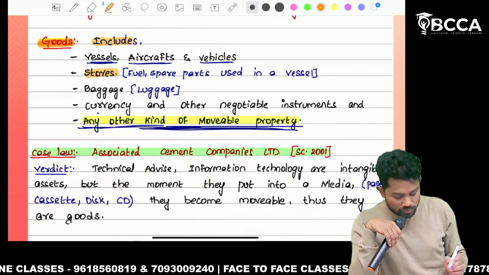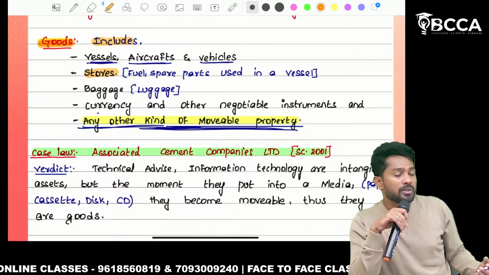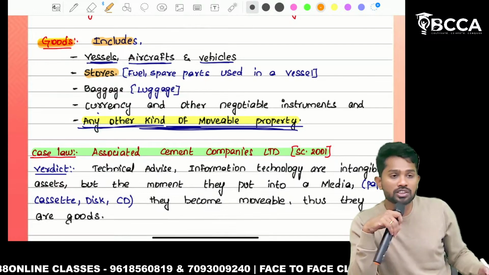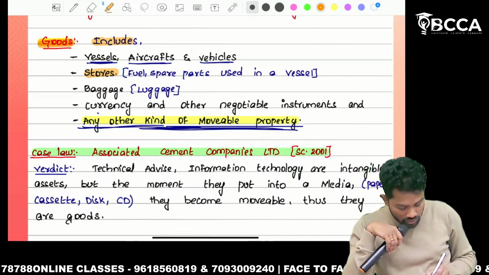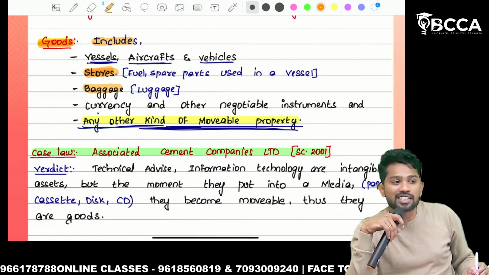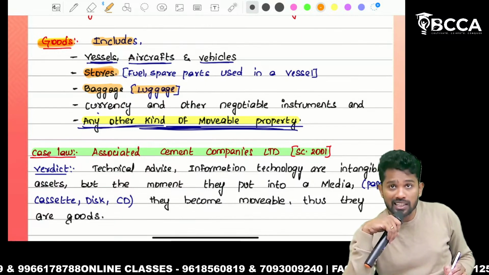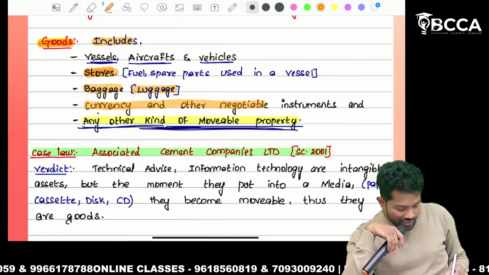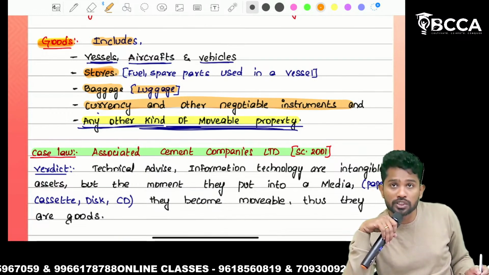Then stores. What are the stores? Stores means the consumables which are used in a ship. That means it could be fuel, spare parts. Those are called stores. And then baggage. Baggage is nothing but the luggage. And then currency and any other negotiable instruments.